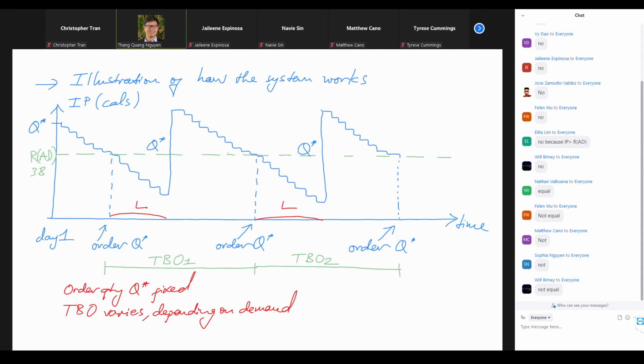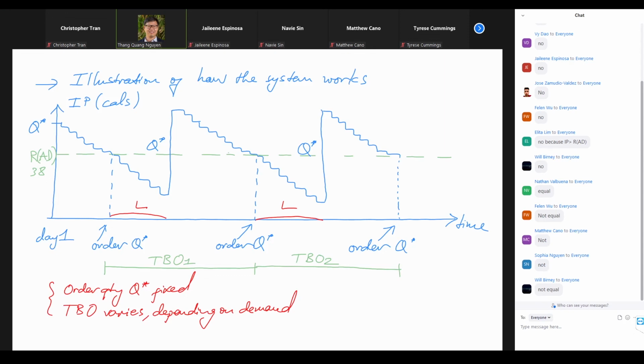In the high demand, the TBO will be shorter and shorter because we have to order very early to meet the higher demand. But in the low demand time, we wait for a longer time before the customer buys and hits the reorder point. So the time between orders during the low demand time will be longer, right? So I hope you see that intuition, and that's the intuition of how the whole system works.